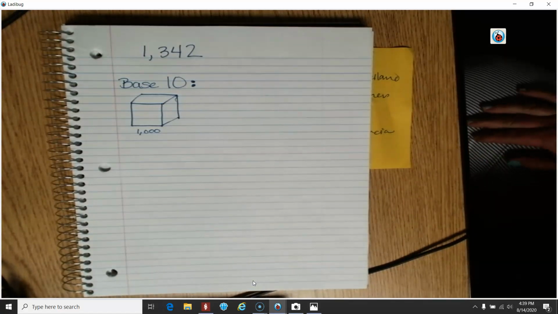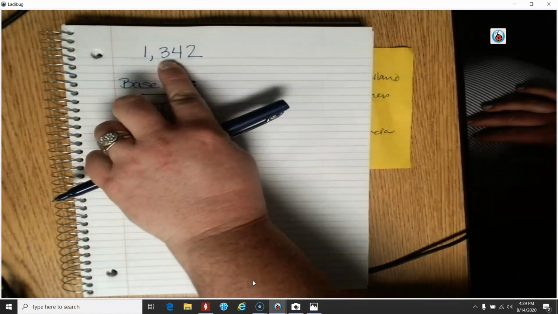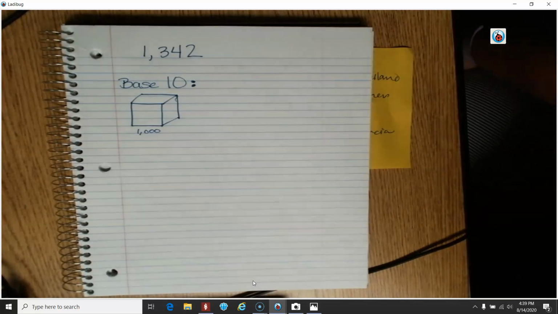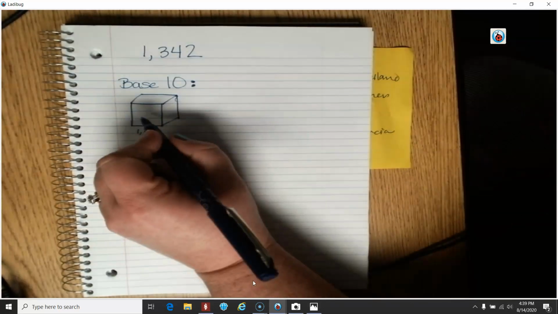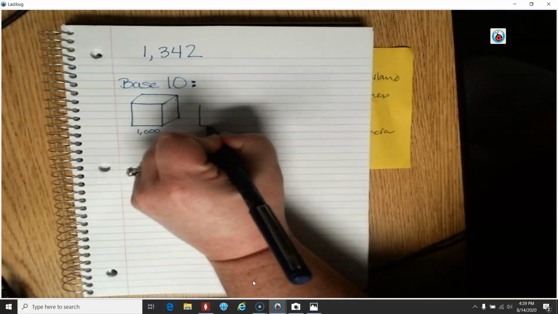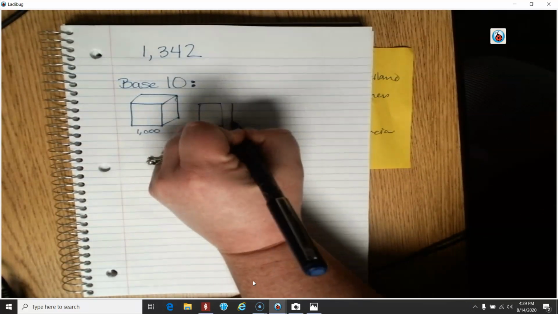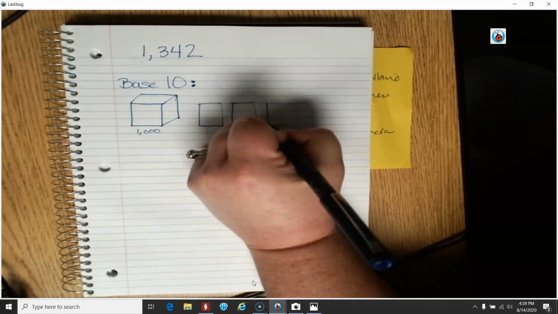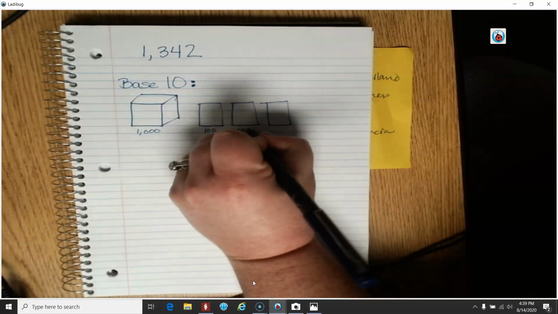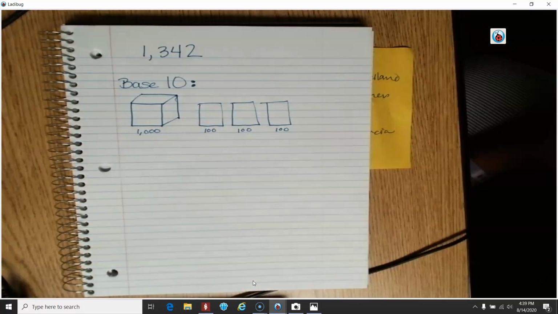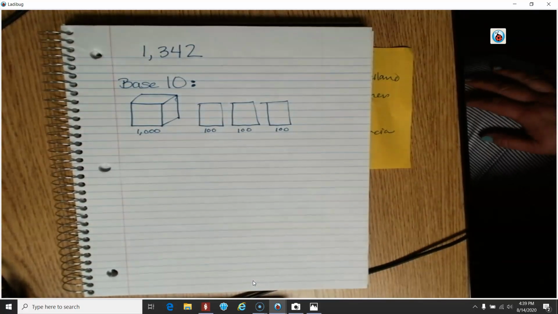Okay? So now I have a 3 in my hundreds place. So I'm going to draw 3 flats, and the way I draw those are just 3 squares, not as big as this. 1, 2, 3. So this is 100, another 100, and another 100. So I have 3 hundreds.